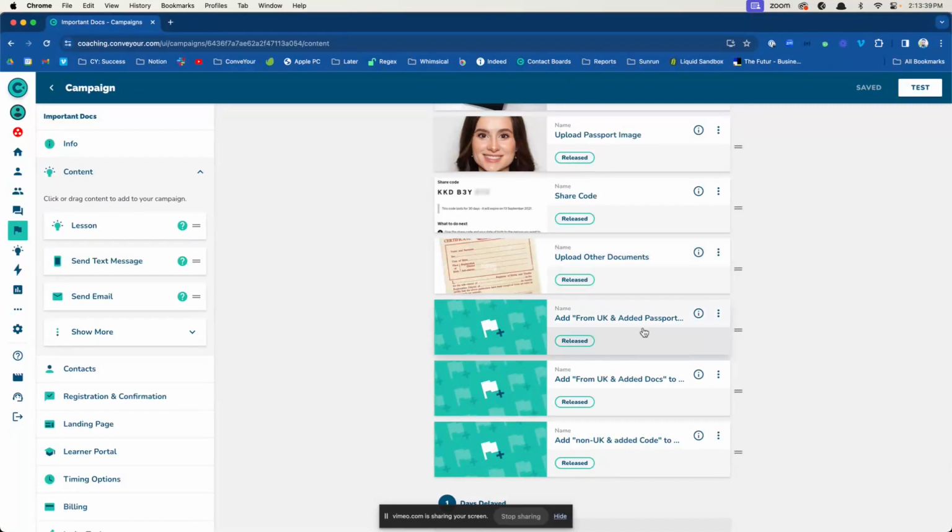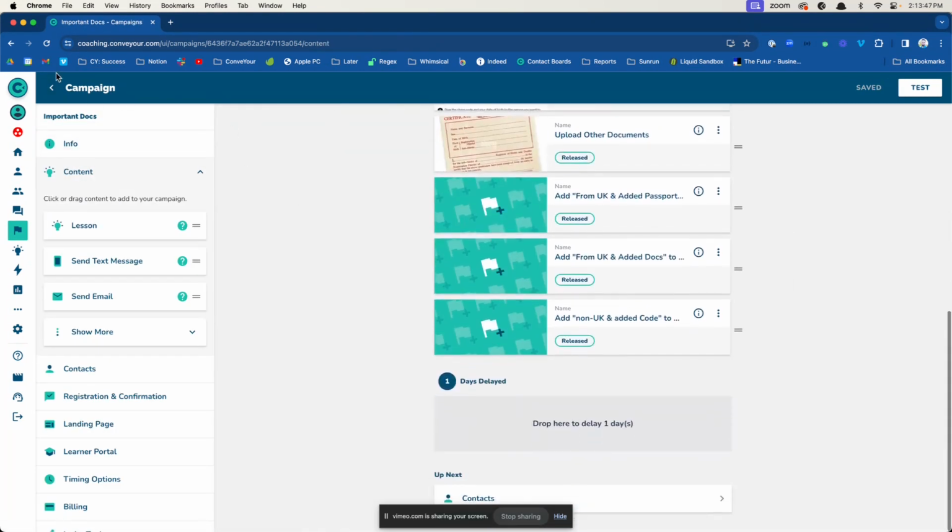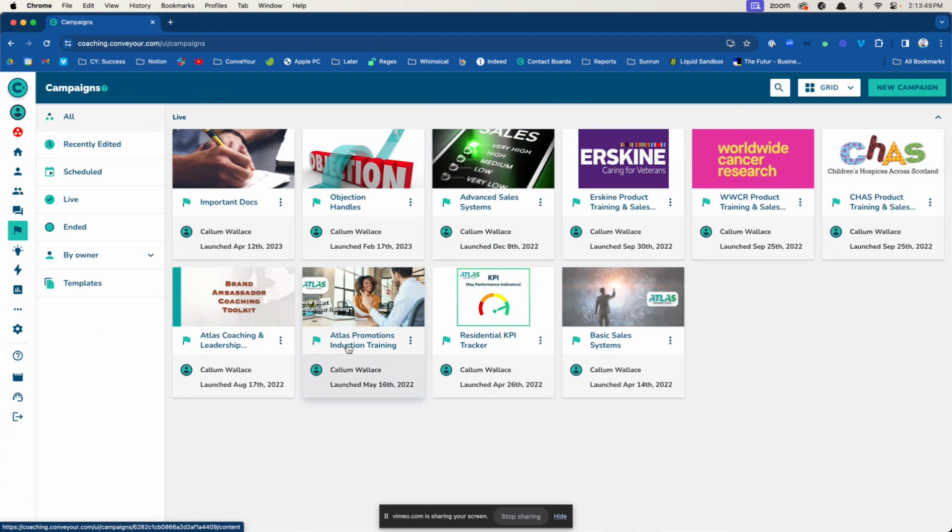Once they have done this, after they're all finished, this handles adding them to the basic sales system. That's the next campaign. So they do it daisy chain. They go from induction, pushed over to important docs. Once they finish important docs, they're pushed over to basic sales systems. Once they finish basic sales systems, they are pushed over into advanced sales systems. And then from advanced sales systems, they're pushed to objection handling. They do it all from one campaign to the next.